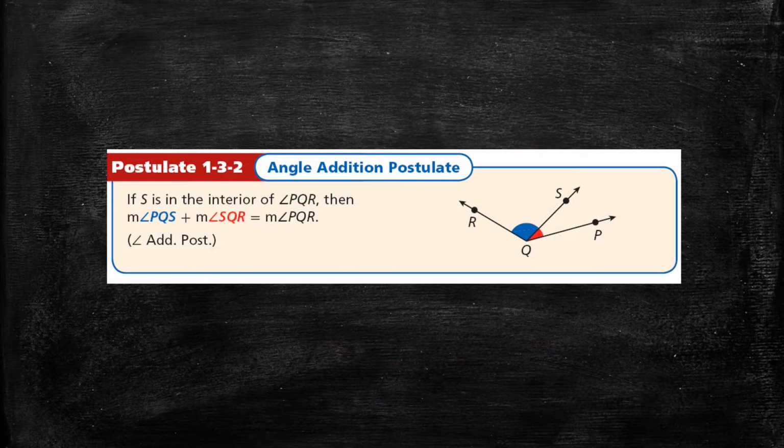Here is the official definition of the angle addition postulate. Notice we can abbreviate the angle addition postulate with the angle symbol. Addition can be abbreviated ADD with a point behind it, and postulate can be abbreviated POST with a point behind it.